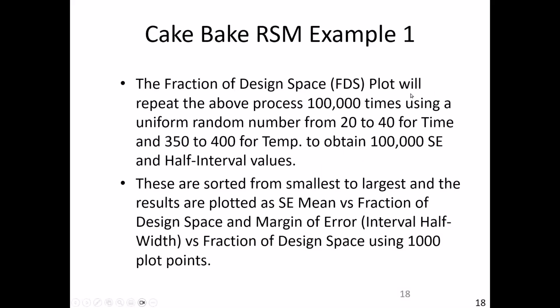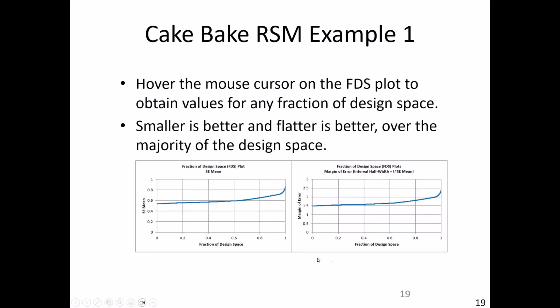The fraction of design space plot repeats this process 100,000 times using a uniform random number from 20 to 40 for time and 350 to 400 for temperature to obtain 100,000 SE and half interval values. These are sorted from smallest to largest, and the results are plotted as SE mean versus fraction of design space and margin of error versus fraction of design space using 1,000 plot points.